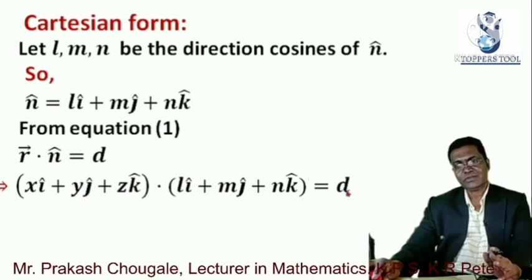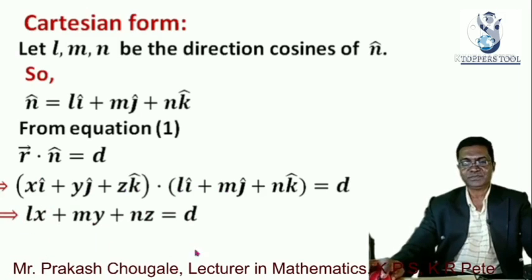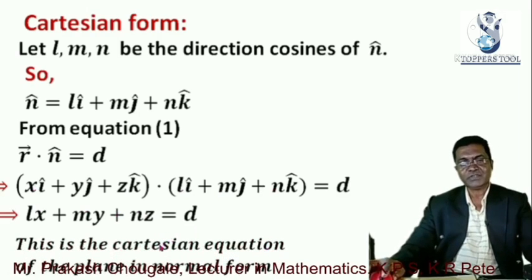Okay, so d as it is. Now find the dot product of these two. As we know how to find the dot product of two vectors, it is the sum of the products of the coefficients of i, j, k. So x into l, y into m plus z into n, or you can write lx plus my plus nz, which is equal to d. So that is the Cartesian equation of the plane in normal form. Okay, so the dot product of these two is this much. So this is the Cartesian equation of the plane in normal form.